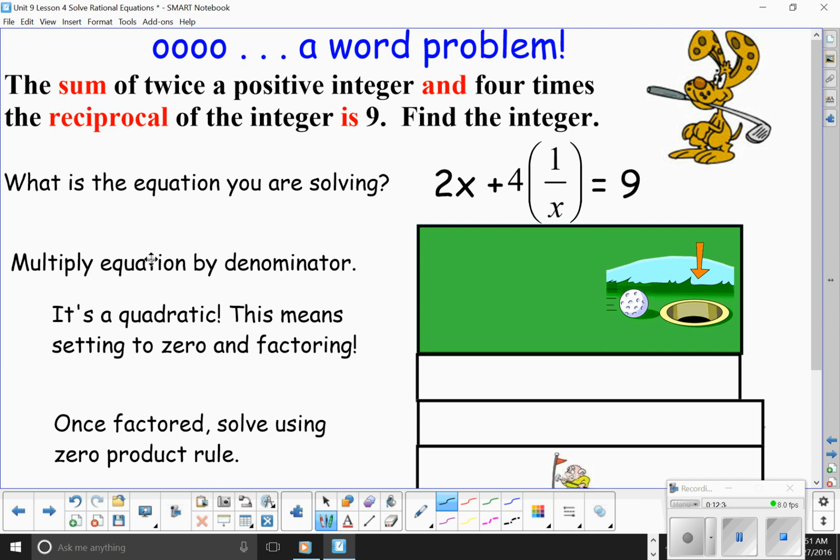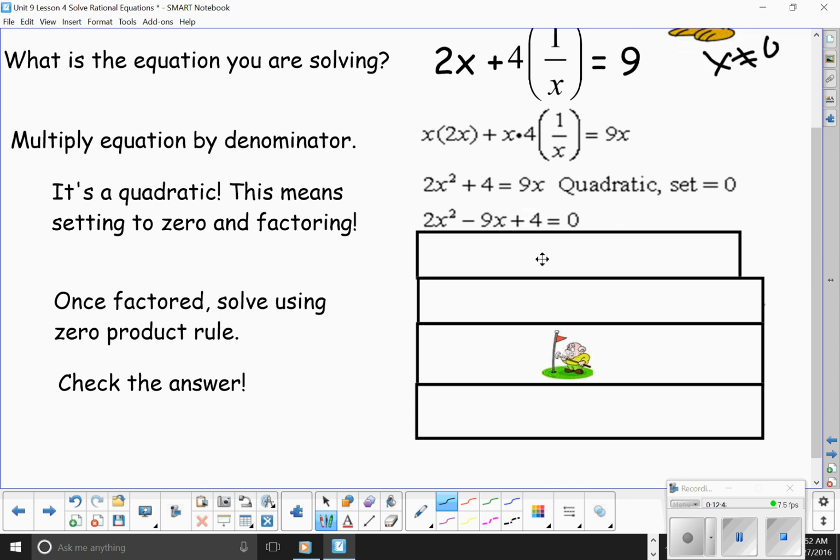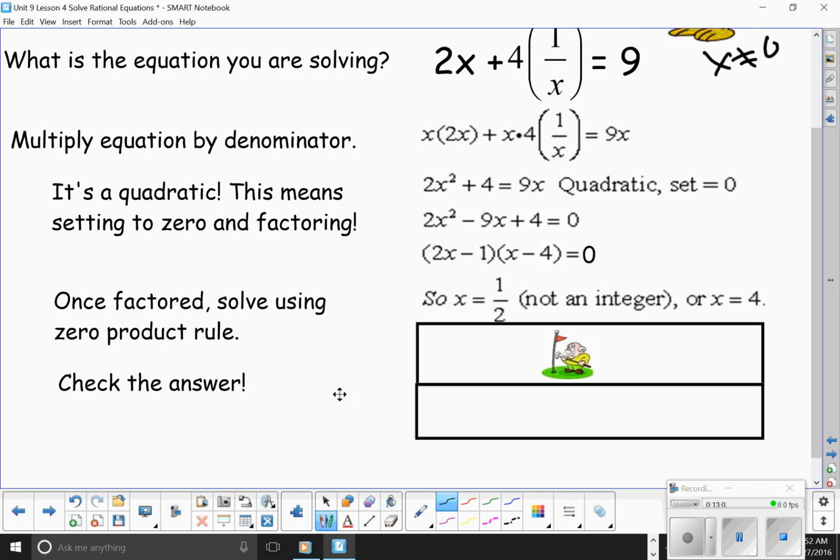Now, the one thing that I know here is x cannot equal 0. So now I'm going to multiply everything through by x, and I've got a quadratic. Will the quadratic factor? Are there factors of positive 8 that add up to negative 9? You bet there are. Now I've got it factored. Once I've got it factored, I'm going to solve using the zero product rule. Now here's where you got to be careful. I get that x is equal to 1/2 or x is equal to 4. Now 1/2 is not a restricted value, and neither is 4.